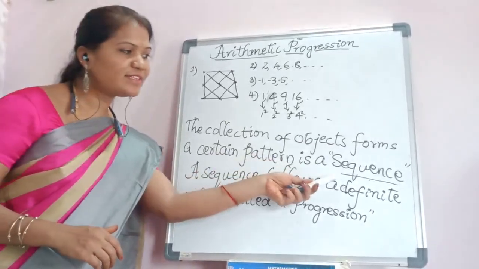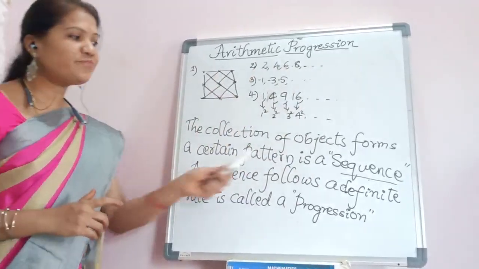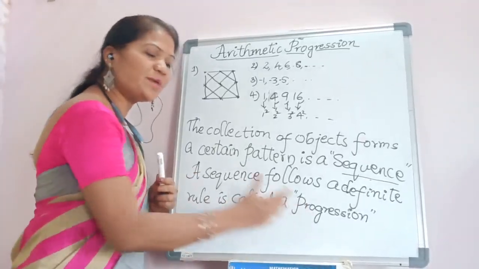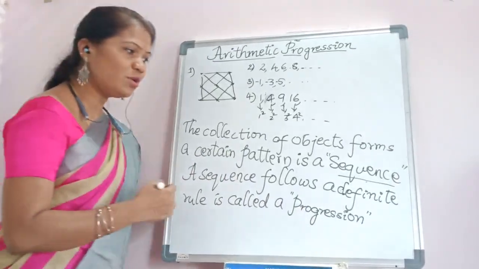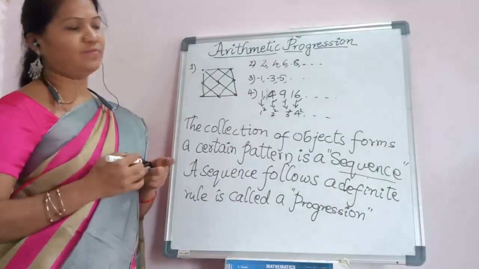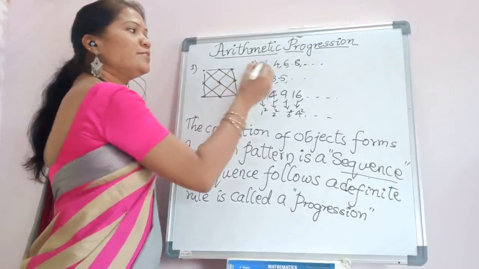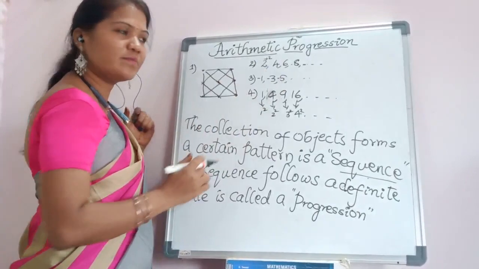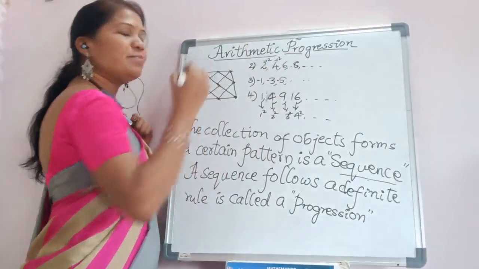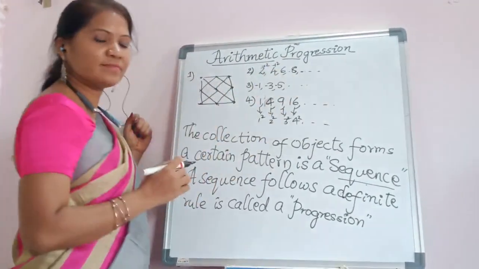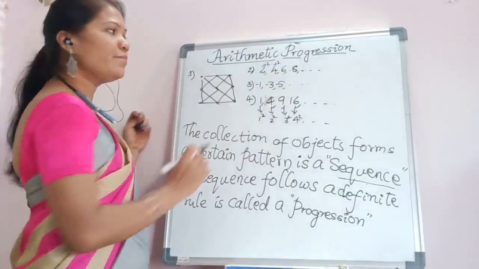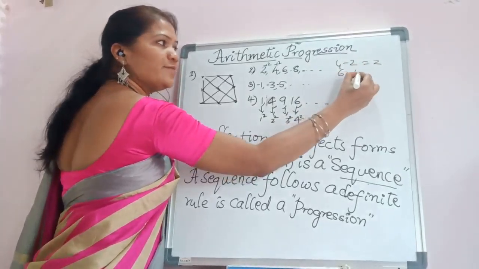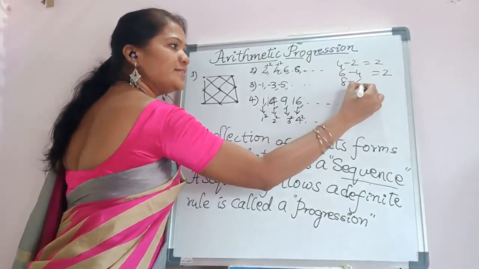So what is the relation between the sequence and the progression? If the sequence is following a definite rule, that sequence is said to be a progression. What is that rule? Let us see these examples. In the second example, this 4, how do I get it? By adding plus 2 to this 2, I got 4. This 6, how do I get it? By adding plus 2 to 4, I got 6. In another way, how can I observe that? 4 minus 2 is 2. 6 minus 4 is 2. 8 minus 6 is 2.